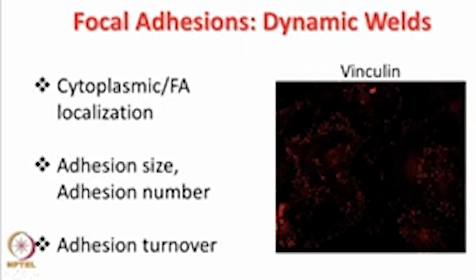So, in cells which are weakly adherent, for example, in immune cells which are continuously migrating, these adhesions are much less well developed and are much smaller in size. So, later in the course we will touch upon how dynamics of focal adhesion is achieved and what are the players which participate in these dynamics.